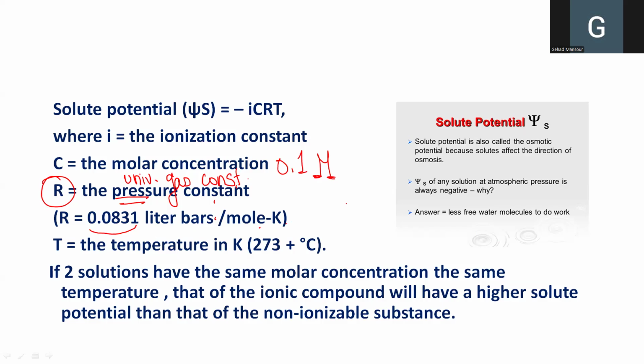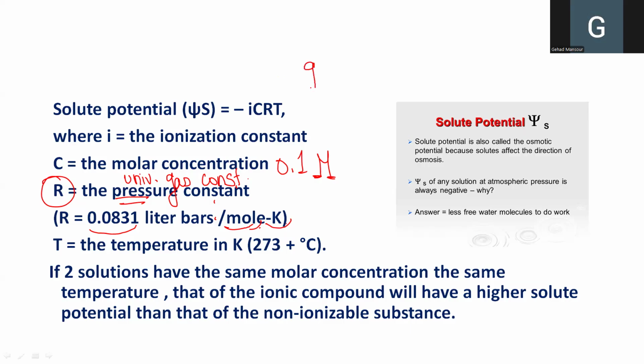When we say this, it means that in the denominator you have moles, the molar concentration, and you have the temperature in degree Kelvin. And as you know, and as you see on the slide, you can change degree Celsius into degree Kelvin by adding 273.